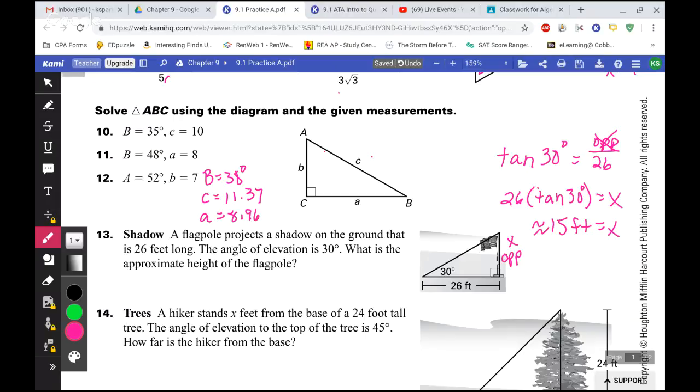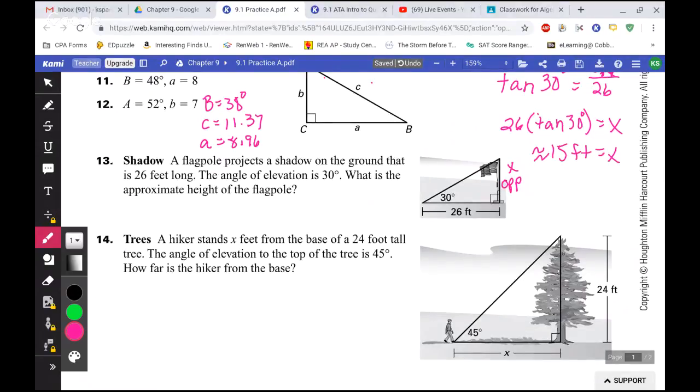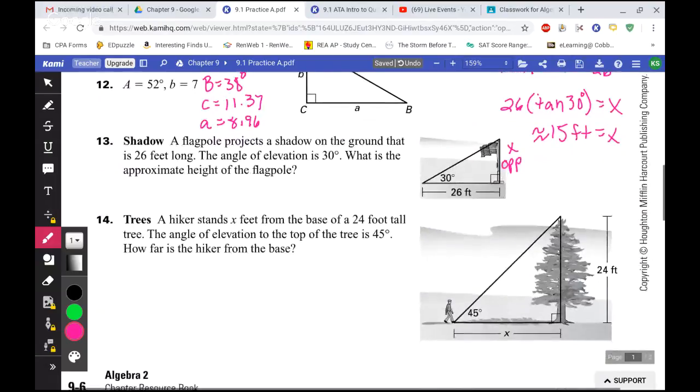And then number 14, a hiker stands X feet from the base of a 24-foot tall tree. The angle of elevation to the top of the tree is 45 degrees. How far is the hiker from the base? So you're looking for this measurement right here. So once again, we have an adjacent side and we have an opposite side. And the trigonometric function that deals with both adjacent and opposite is once again tangent. So we're looking for tan 45.